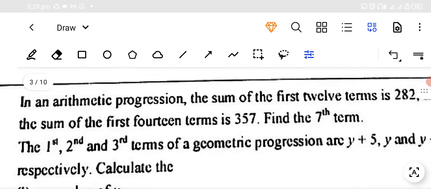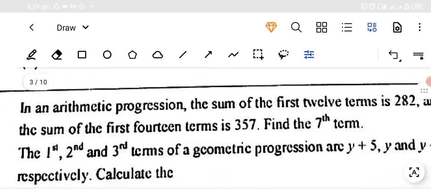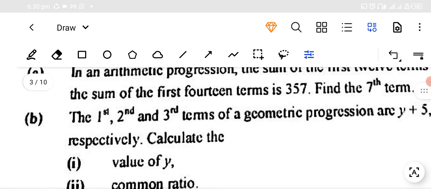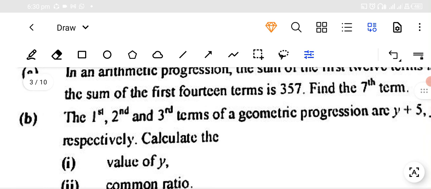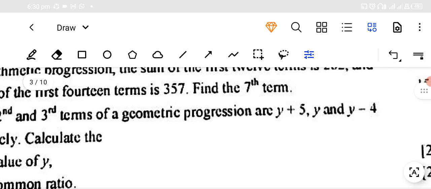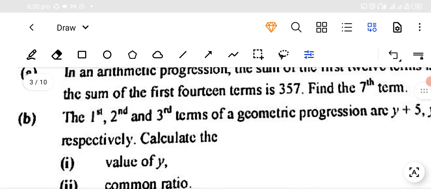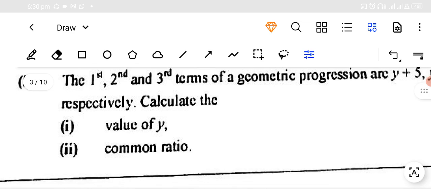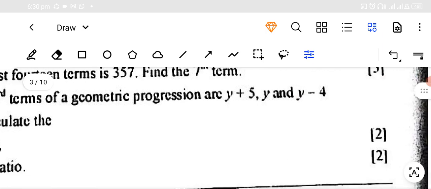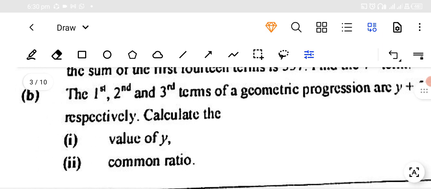So we move on. You get your 5 marks like that. The first, the second, the third terms of a geometric progression are y plus 5, y, and y minus 4, respectively. Calculate b1, the value of y, then b2, the common ratio. Both carry 2 marks.